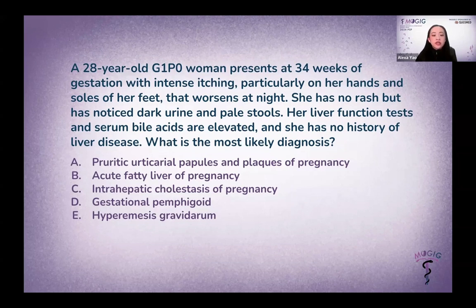Is it A, pruritic urticarial papules and plaques of pregnancy, or PUPP? B, acute fatty liver of pregnancy? C, intrahepatic cholestasis of pregnancy, or ICP? D, gestational pemphigoid, or E, hyperemesis gravidarum? Pause if you'd like. Otherwise, moving on to the answer.